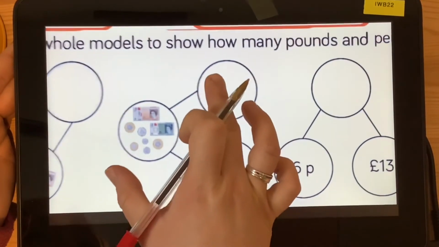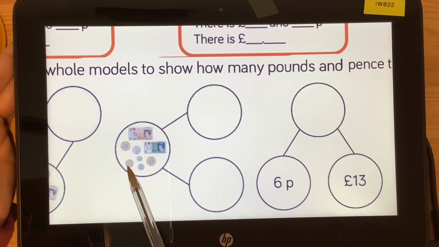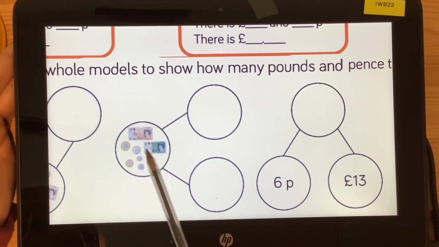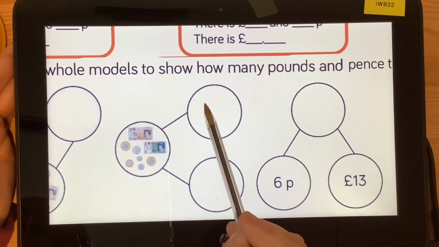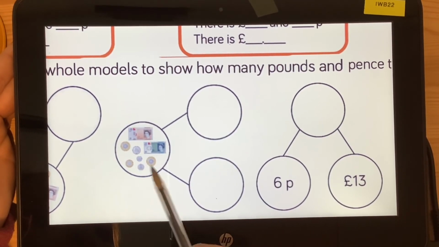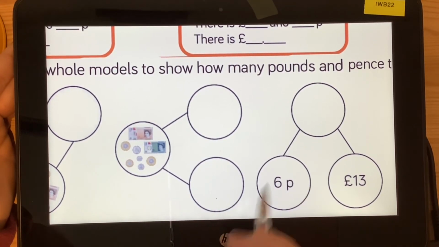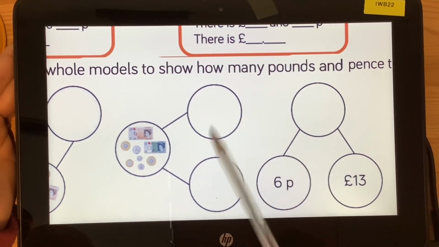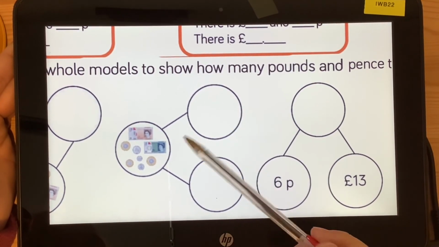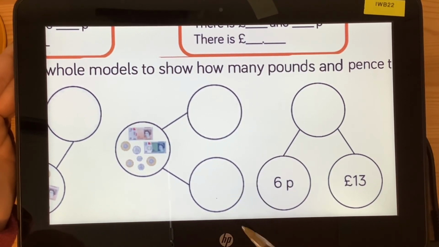Then if I look at the next one, here I've got a £10 note, a £5 note, two £2 coins and a £1 coin. So I've got 10, 15, 16, 17, 18, 19, 20. So I've got 20 whole pounds. And then I've got a 10p, a 20p and a 5p. So that's 20, 35. So in total I've got £20 and 35 pence. I'd write my £20 up here and my 35 pence here.